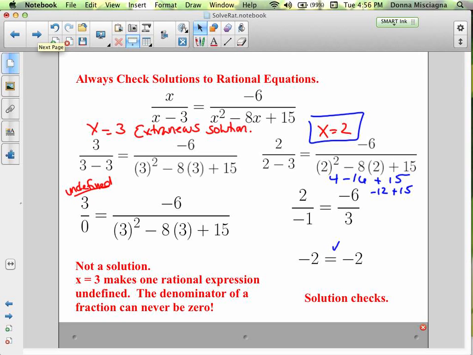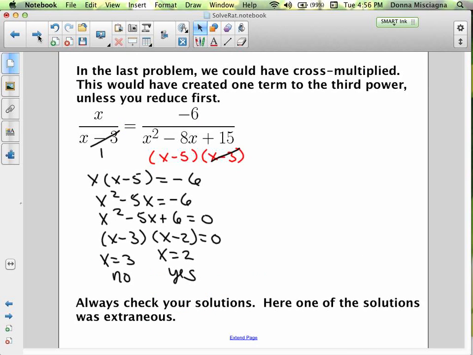And sometimes that happens when we've got a quadratic to solve. We get two answers there, but one of them is not a good answer in terms of the equation. So we have one solution and one extraneous solution. Let's continue on, and of course you can ask me questions in class if you have any questions about this problem.